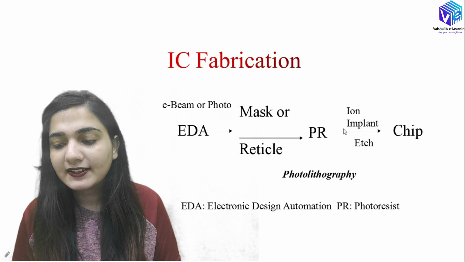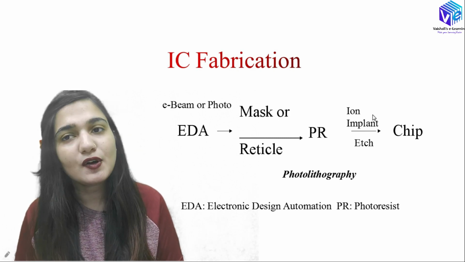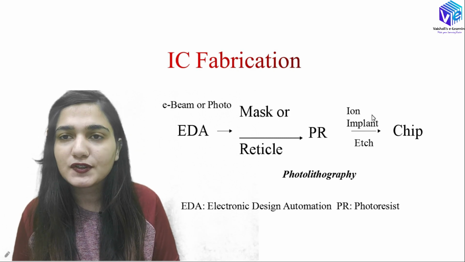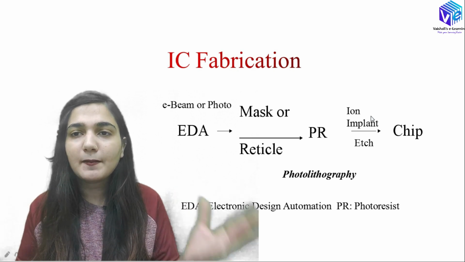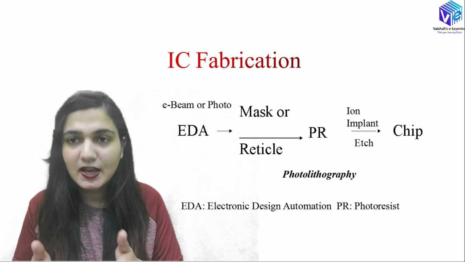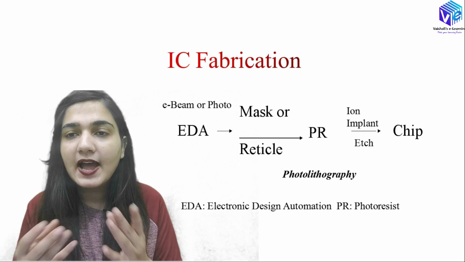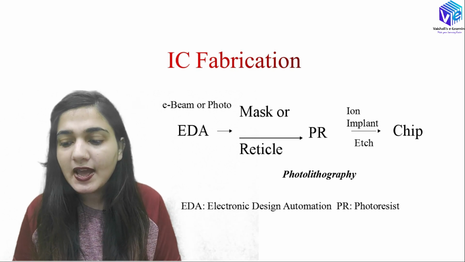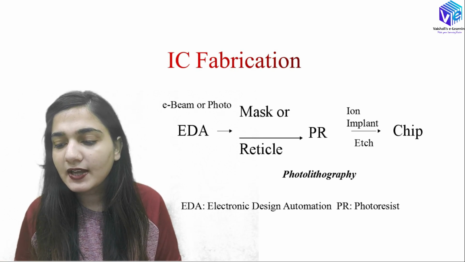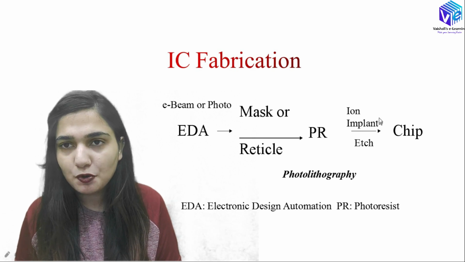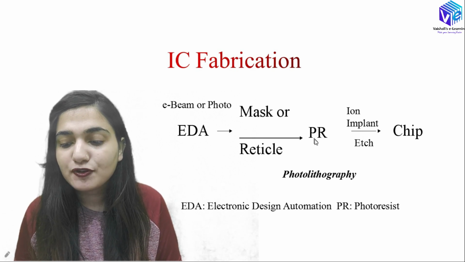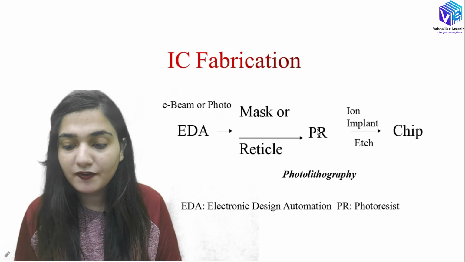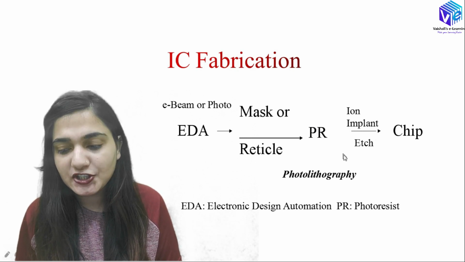Then we will be using the ion implantation process, or I can use the diffusion process also. Now if I have the mask, meaning openings, with the help of openings I can make the doped region, and for the doping I will be using ion implantation. Now if I have to remove the photoresist whose properties have changed, I will be using the etching process.